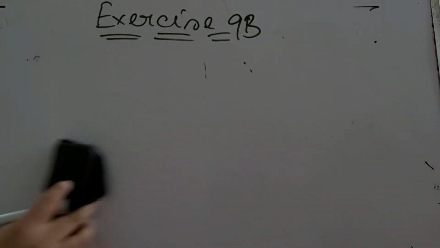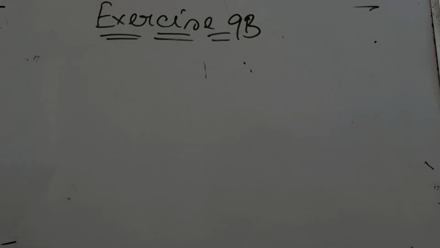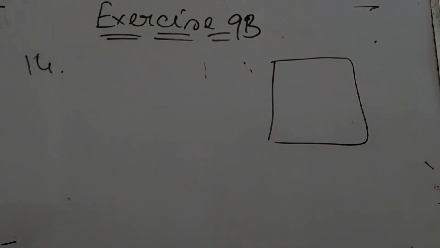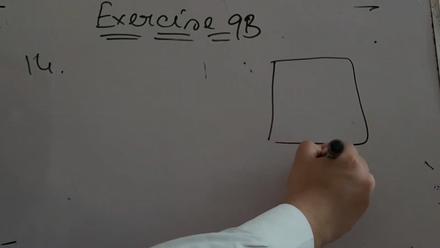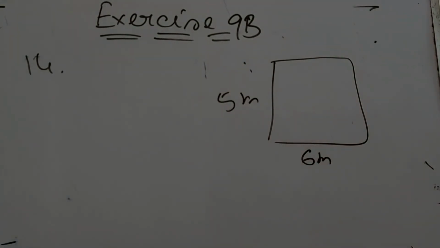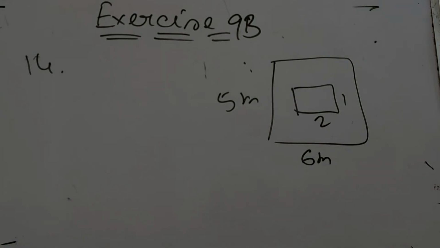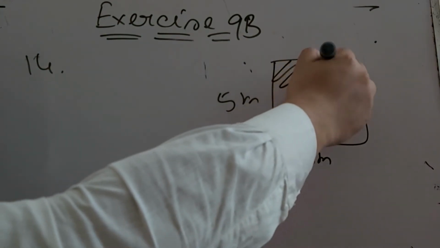Now number 14. Number 14 says a wall of room 6 meter long and 5 meter high contains a window 2 meter by 1 meter. So if we say this is a wall, and what is the measurement here? Suppose this one is 6 meter, this one is 5 meter, and in that wall there is a window, and that window is 2 meter by 1 meter. Now we have to find out the remaining wall. That means you can say the shaded region.